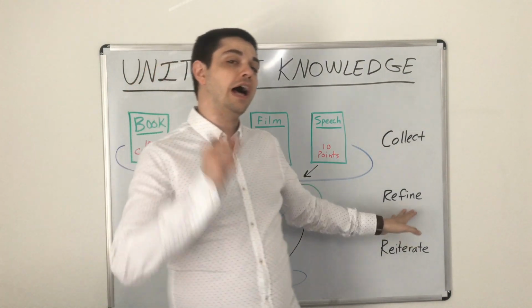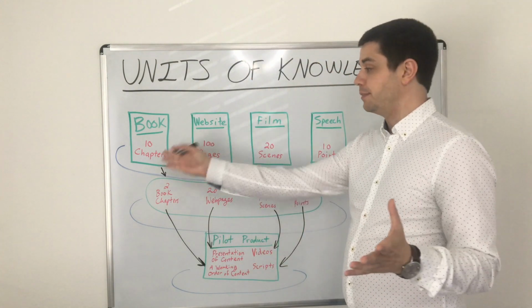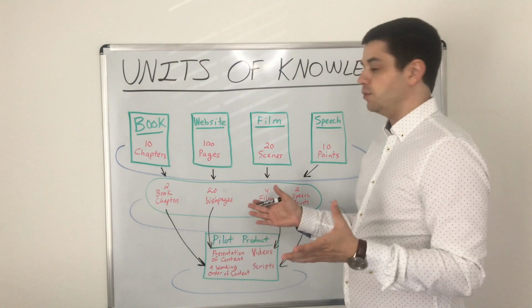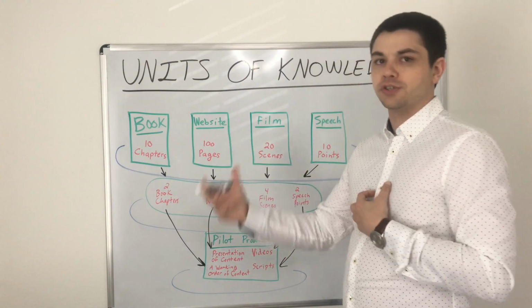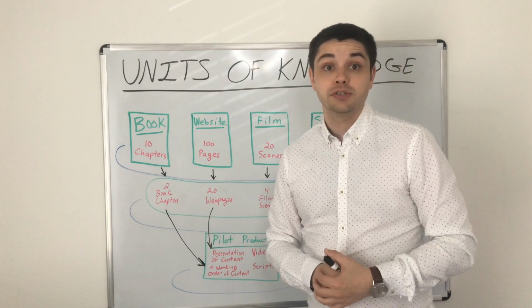Next, we need to refine units of knowledge. And how do we do that? Well, now that we know how many chapters, pages, scenes, and speech points there are, now we can say which ones are important and which ones are not. Each situation is going to be different, and you have to decide this for yourself.